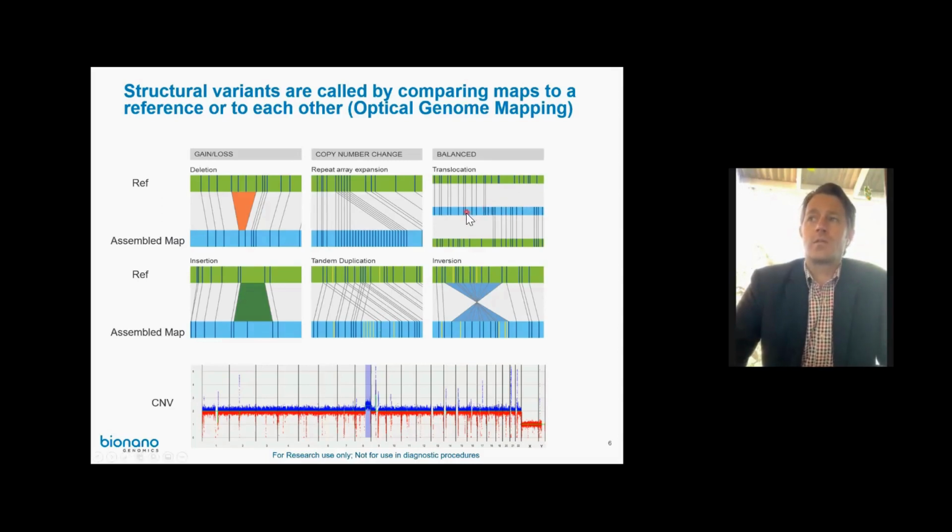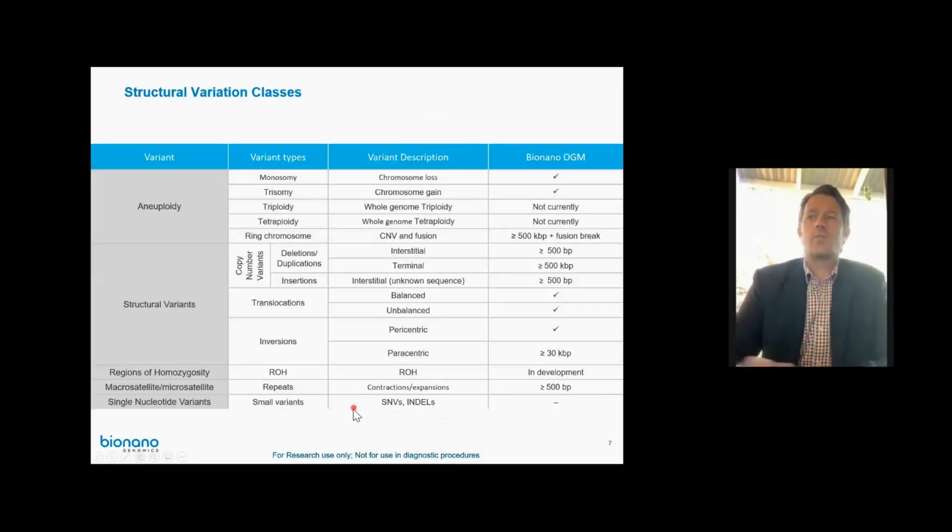The technology detects balanced structural variants like translocations and inversions. A translocation occurs when a map from the case aligns on one chromosome on the left side and another chromosome on the other side. An inversion is a case where the labeling pattern is oppositely oriented with respect to the reference pattern. So this table shows structural variant classes that are clinically relevant.